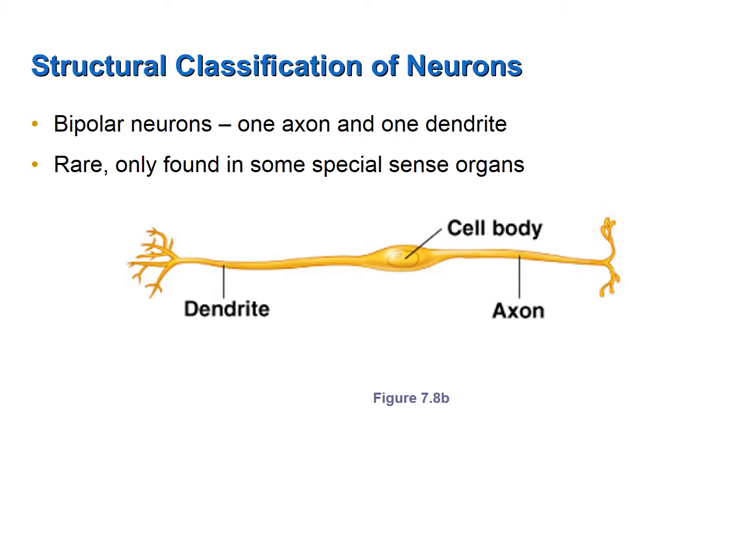The second structural class of neurons are the bipolar neurons. Bipolar neurons have exactly one axon and one dendrite, so two processes. Bi means two. Bipolar neurons are rare in the body, only being found in some special sense organs such as the eyes.